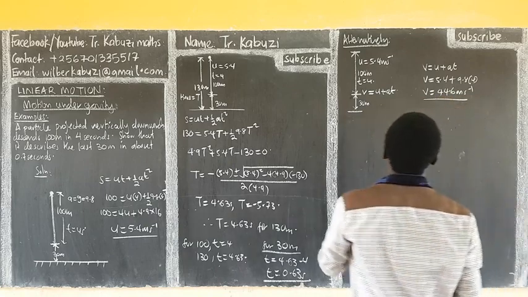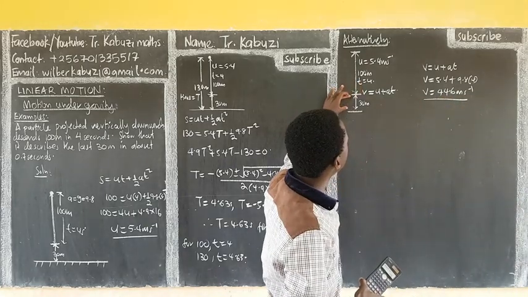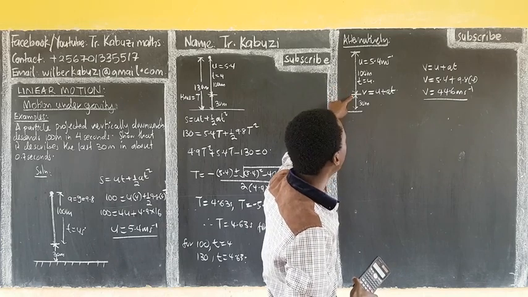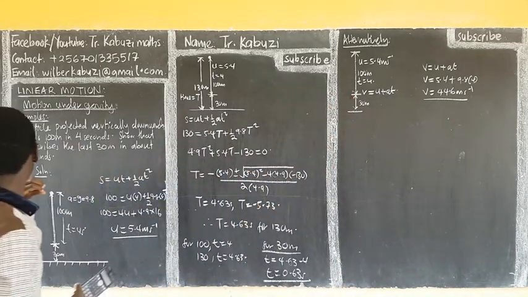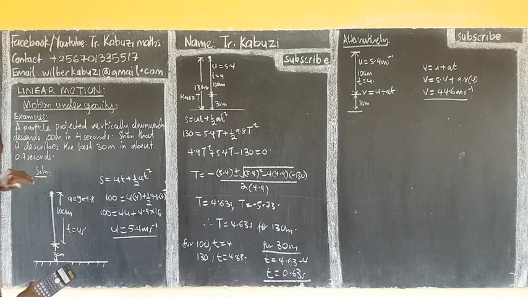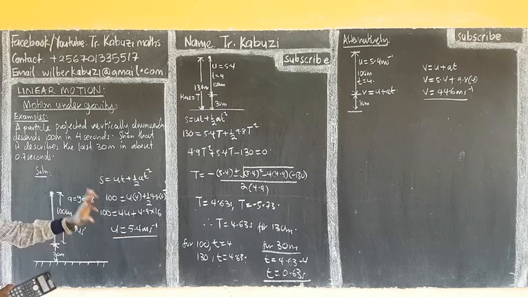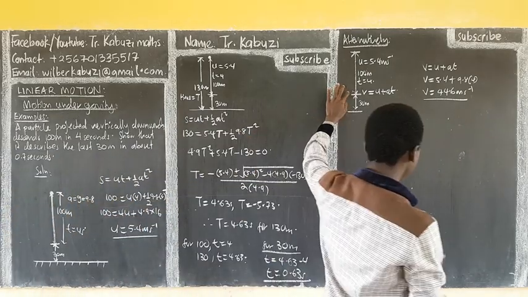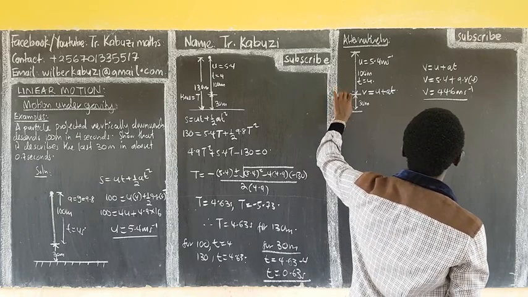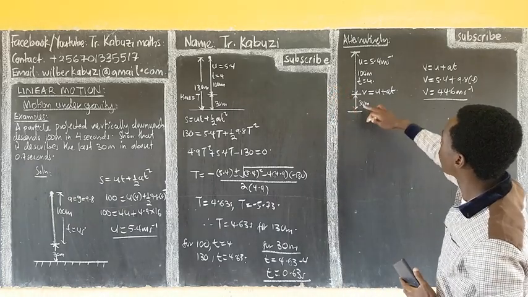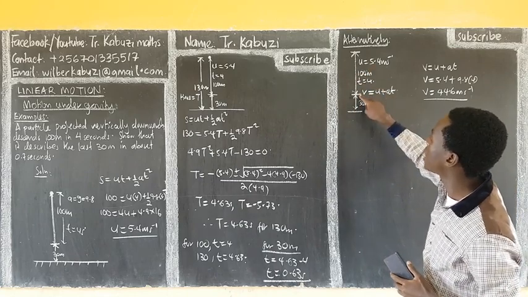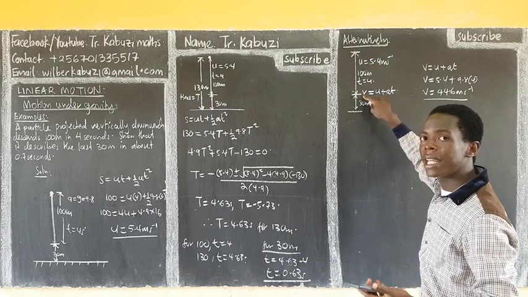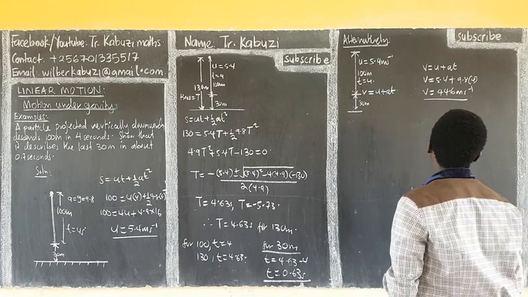Now, this one here is going to act as my initial velocity for the 30 meters. Here, when we are starting from here up to here, what am I starting with when I'm here? What we are going to do is get the initial velocity here. Our initial velocity is going to be the final velocity from here up to here. The final velocity from here up to here is going to act as our initial velocity from here up to there.